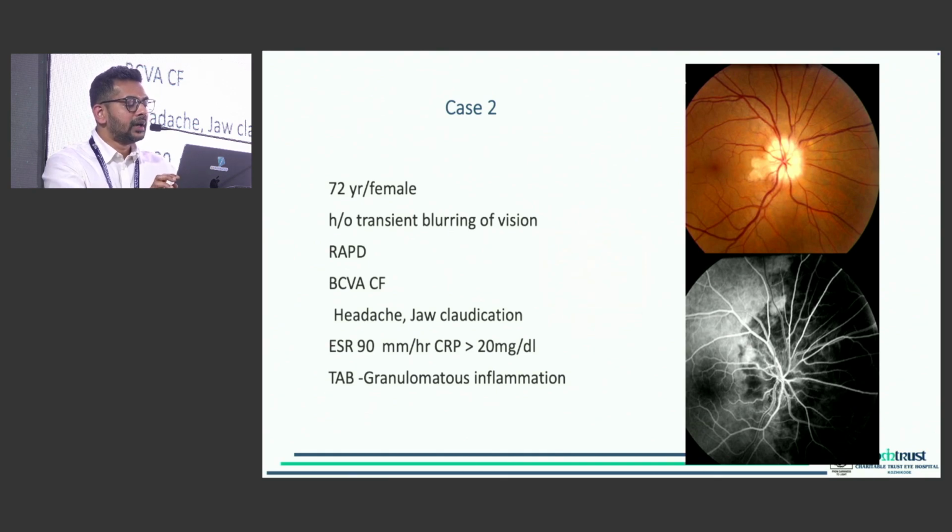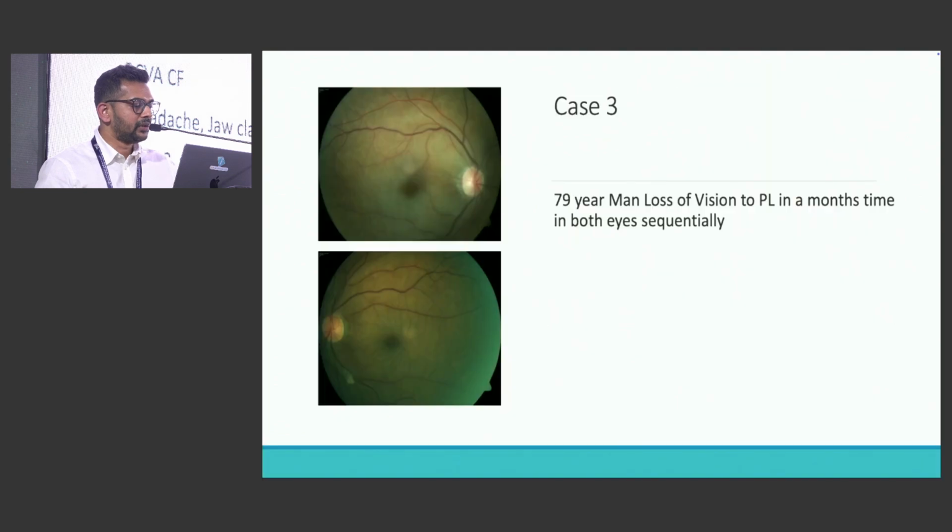Coming to the next case, this is a 72-year-old female with history of transient blurring of vision, RAPD, best corrected vision of counting fingers. She gives history of headache and jaw claudication. The disc shows pale disc edema with ciliary artery occlusion, and FFA shows a large area of choroidal filling defect suggestive of short posterior ciliary artery occlusion. Workup showed markedly raised ESR and CRP, and temporal artery biopsy showed features of granulomatous inflammation, and an arteritic AION was diagnosed in this patient.